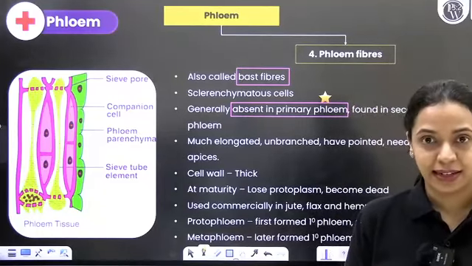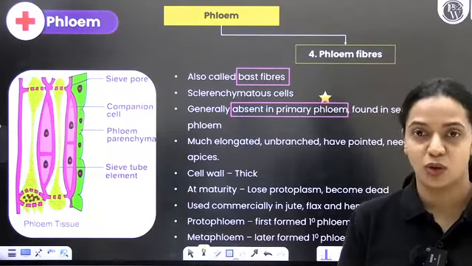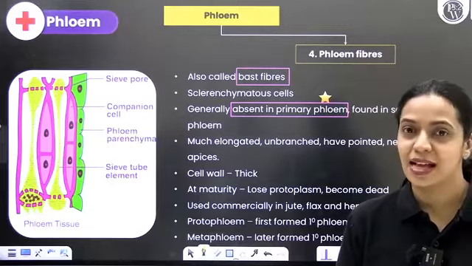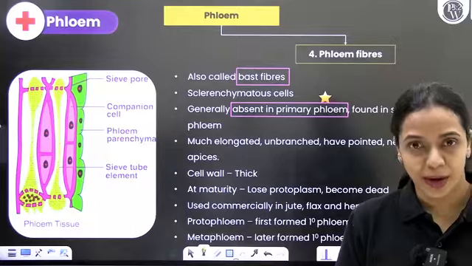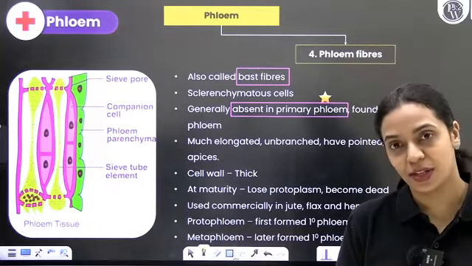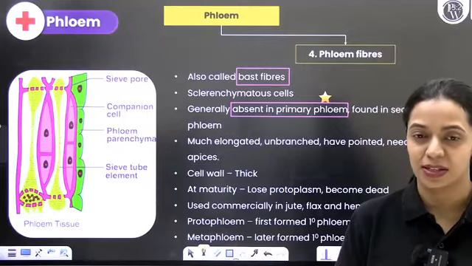Remember what all we studied in phloem? You started off with the sieve tube elements. That is absent in gymnosperms. Instead of sieve tube cells, you have sieve cells. Then we spoke about companion cells. Companion cells are absent in gymnosperms. Instead of that, you have albuminous cells.